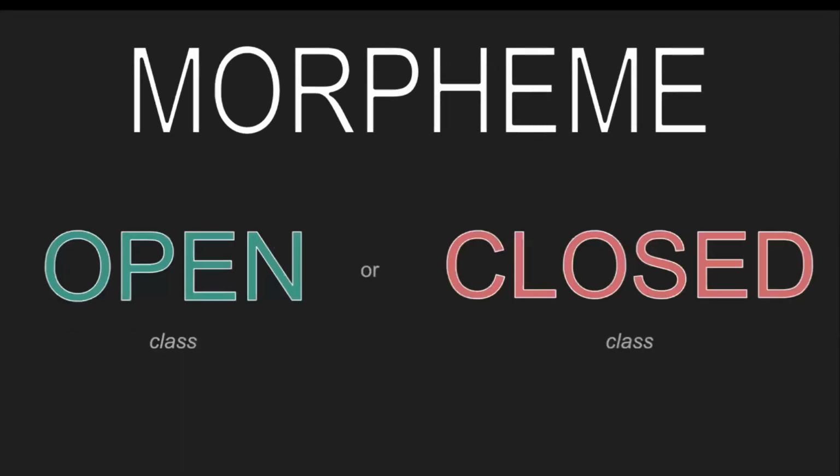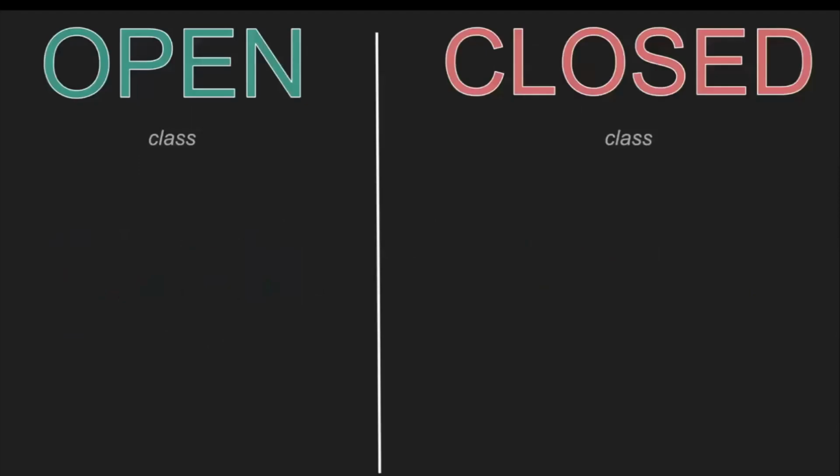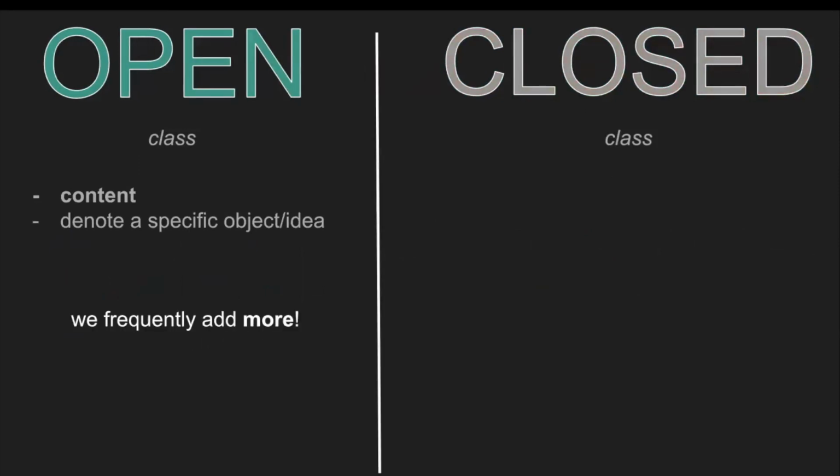First, a morpheme is either open or closed. Open class morphemes are sounds that denote content or denote a specific idea or object. They're called open class morphemes because we frequently add new ones to our vocabulary. For example, Facebook and Google have become so prevalent in our speech that they are now their own morphemes because they denote some specific idea.